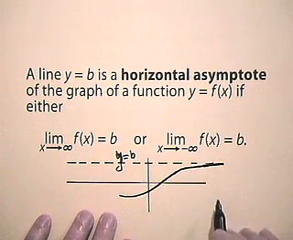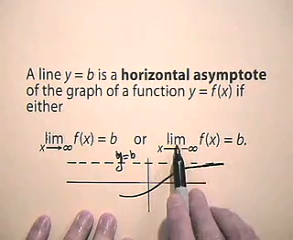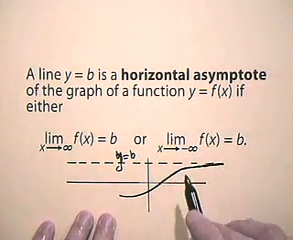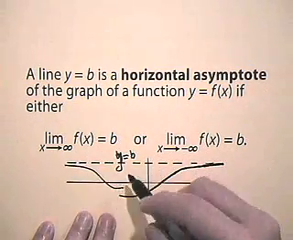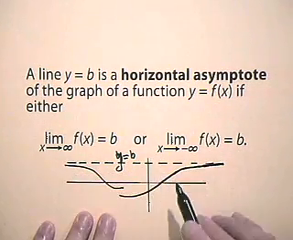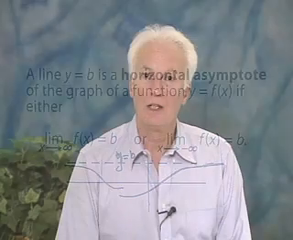Whereas if y equals b satisfies the limit as x approaches negative infinity of f of x equals b, it's still a horizontal asymptote. In this case, the picture would look like this. In other words, as we go towards negative infinity, the graph of the function gets ever closer and closer to y equals b. Let's look at an example where we compute limits at plus and minus infinity for a function.